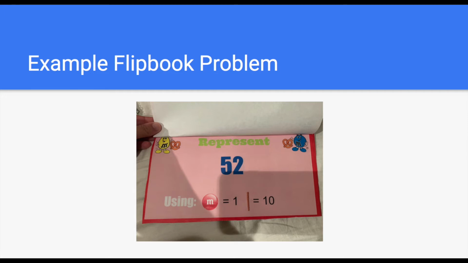Right here we have 5 pretzel sticks and 2 M&Ms. So this represents 52, which is what the problem is about. The student, recognizing that the flip book is asking them to show 52, will grab 5 pretzel sticks out of the pretzel bowl and then 2 M&Ms out of the M&M bowl. This way they can understand that, oh, I know that 1 pretzel stick is equivalent to 10. If I need to get to 50, that means I need 5 pretzel sticks. And I need 2 extra remaining ones because those 2 don't fall into a group of 10. So I need to get 2 M&Ms. And they're able to visually represent it.